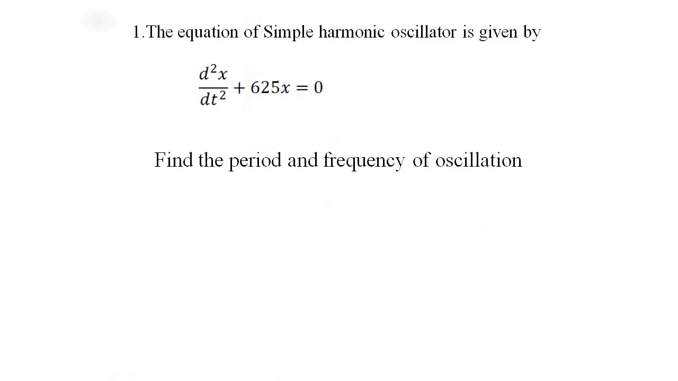All of you do this example. The equation of a simple harmonic oscillator is given by d squared x by dt squared plus 625x equals 0. Find the period and frequency of the oscillation. All of you prepare notes for this discussed topic, do this problem, and submit it in your Google Classroom.